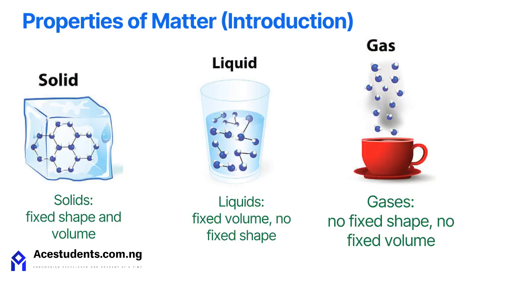There are three states of matter. These are solid, liquid, and gas. Solids have a fixed shape and volume. Liquids have a fixed volume but no fixed shape. Gases have neither fixed shape nor fixed volume. In your exams, always write both shape and volume when comparing the three states.